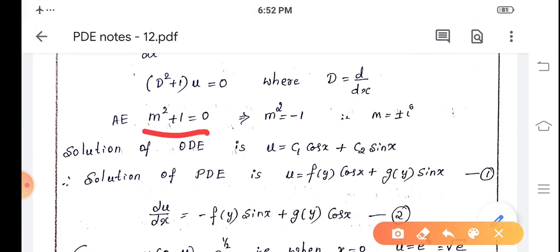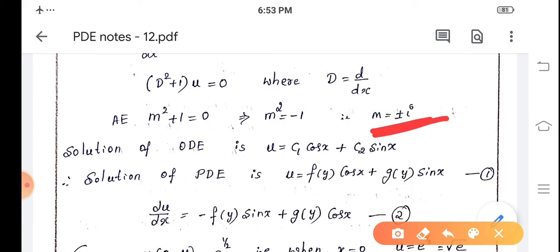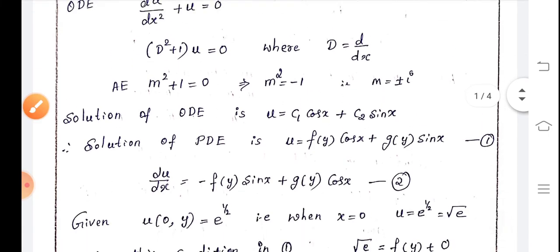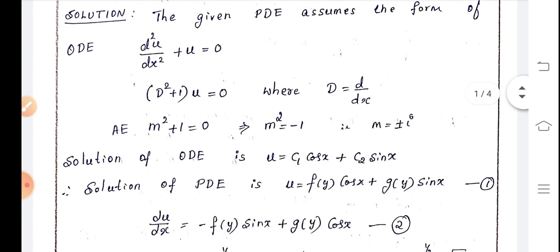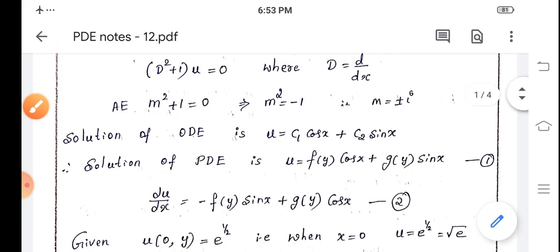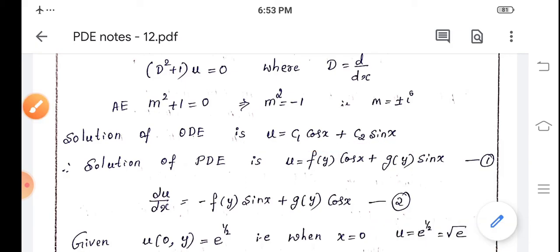Now the auxiliary equation is m² + 1 = 0, or we write m² = -1, and the roots are complex roots, so m = ±i. Since the roots are ±i, here we write the solution of the ordinary differential equation as u = c1 cos x + c2 sin x. This is a solution of the ordinary differential equation.